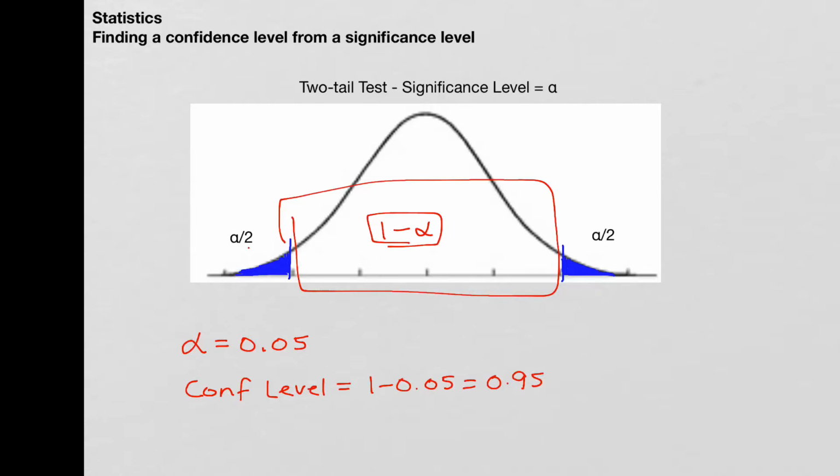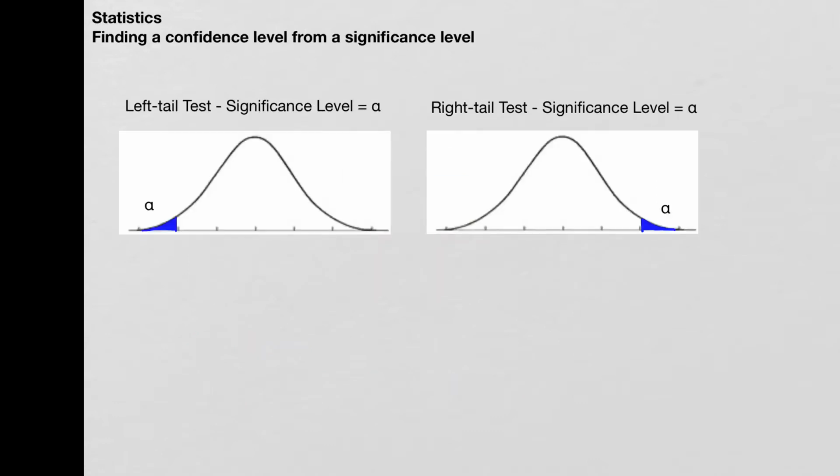Now suppose we're looking at a left-tail test or a right-tail test. In both of these cases, alpha is the total area in just one tail. But in a confidence interval, it's the area in the center. So what I have to do is create another alpha on the opposite side.